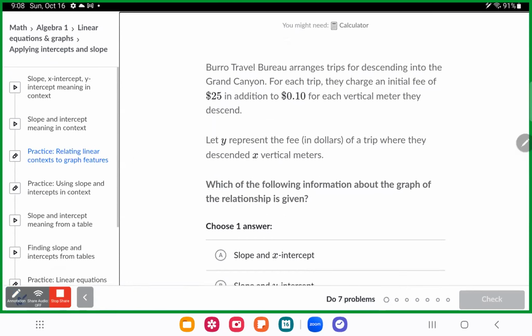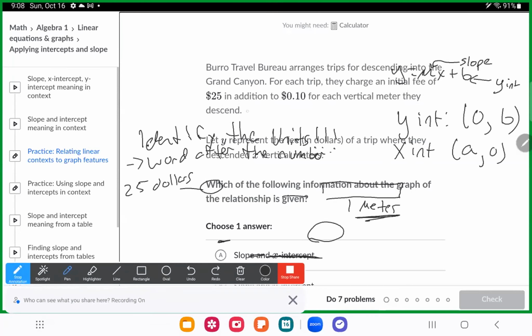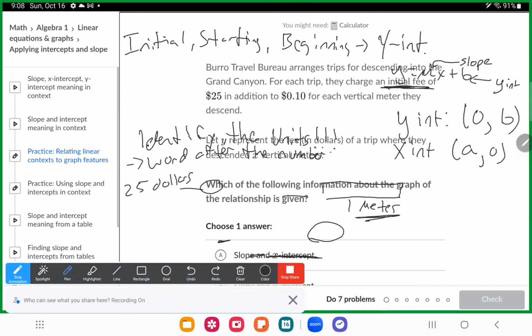So let's read this. Burrow Travel Bureau arranges trips for descending into the Grand Canyon. For each trip, they charge an initial fee of $25. So that's another one. Initial fee. So our initial, starting, beginning. These words clue you into the y-intercept. The y-intercept is where a situation starts.